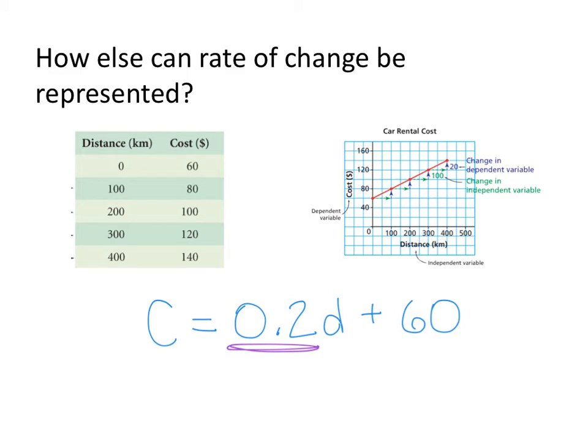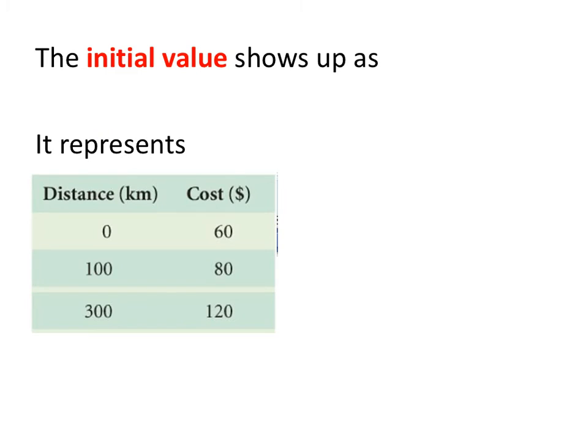The important idea here is that the rate of change shows up right in front of that variable. We might also see this written as something like y equals 0.2x adding 60. Now let's talk about that 60. It represents our initial value. And the initial value shows up in our representations as the starting value. So at the very start, when the distance was 0, the cost was 60.